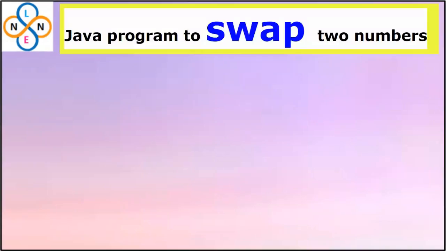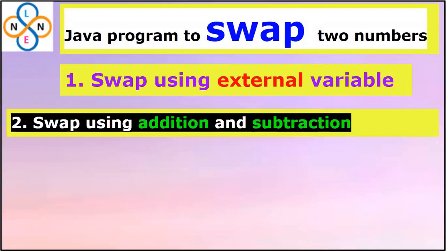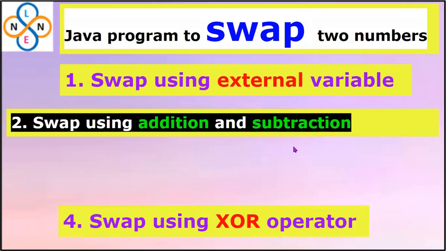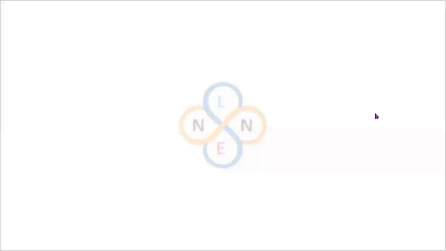In this video, we are going to discuss a Java program to swap two numbers. We can swap by using four different approaches. First one is we can use external variable to swap two numbers. We can use addition and subtraction to get swapping of two numbers. And we can use XOR operator to swap two numbers. We can also use multiplication and division to swap two numbers. Let us understand all these four approaches with some example.